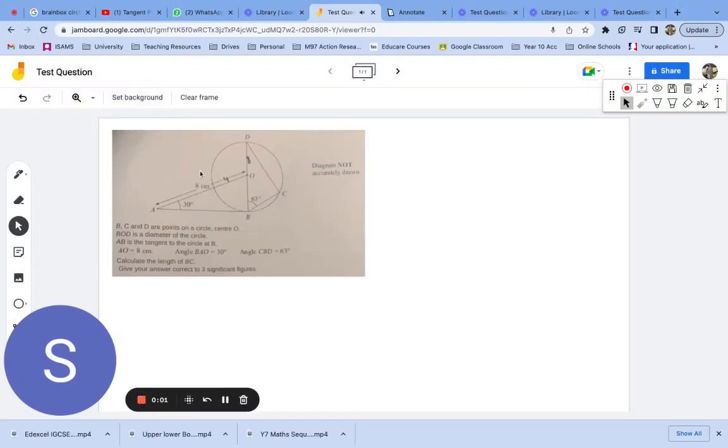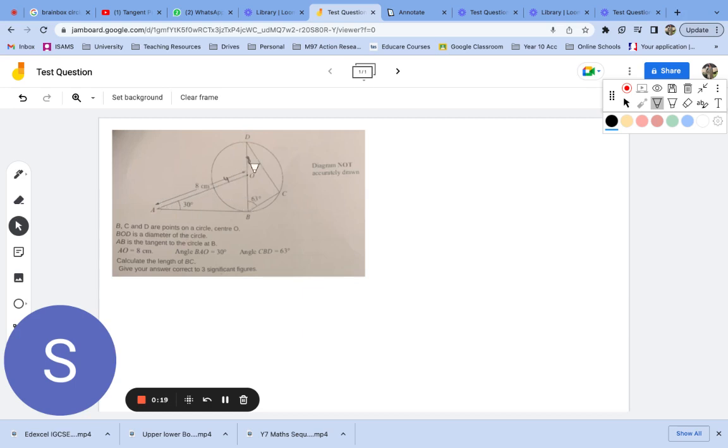We have a question here and a diagram, and they've given us some information. Let's read through the information that we have. So it says B, C, D are points on a circle. O is the center of the circle. BOD is the diameter of the circle. AB is the tangent to the circle at B.